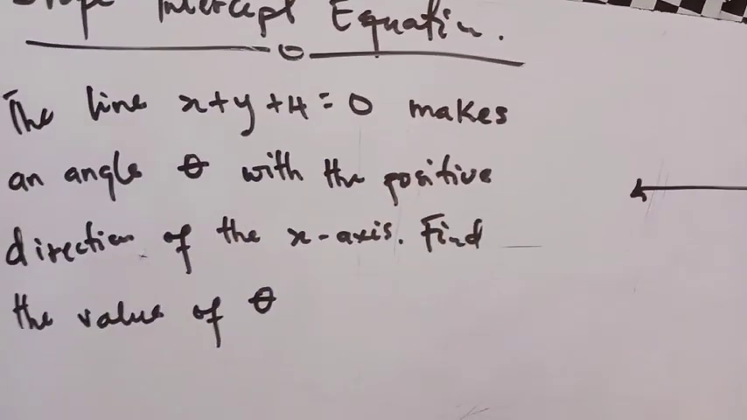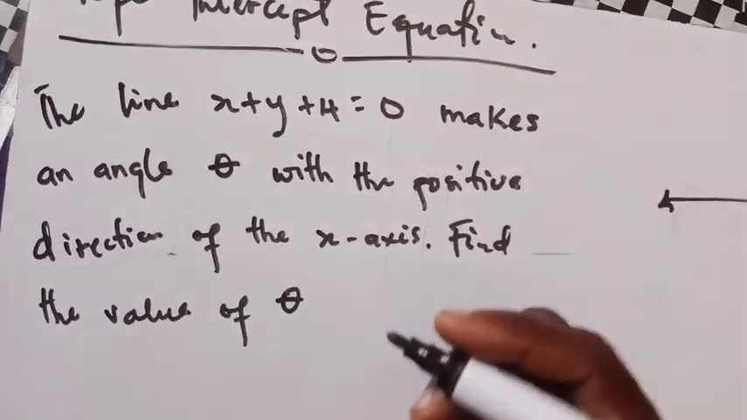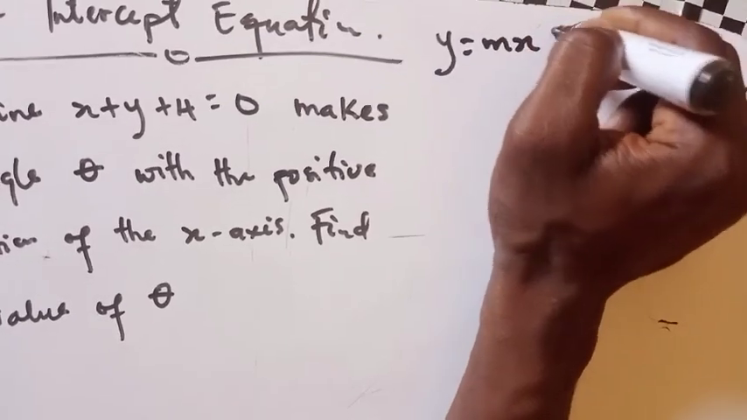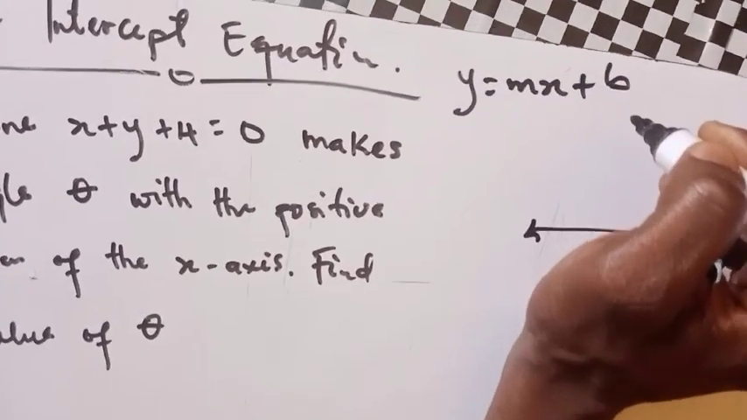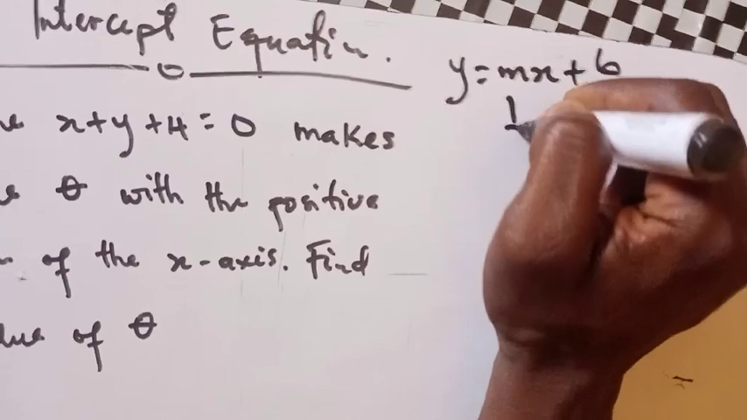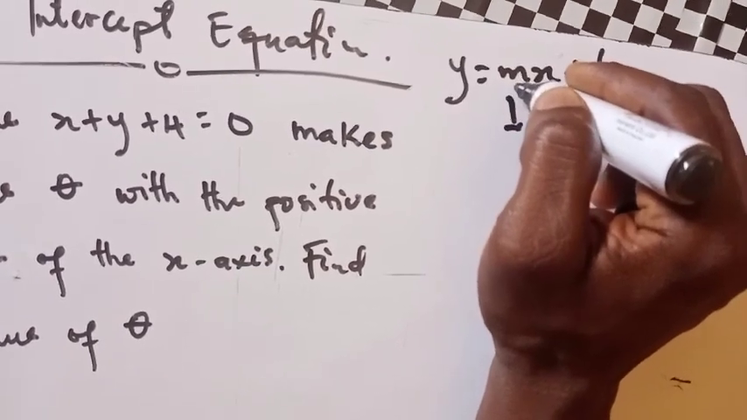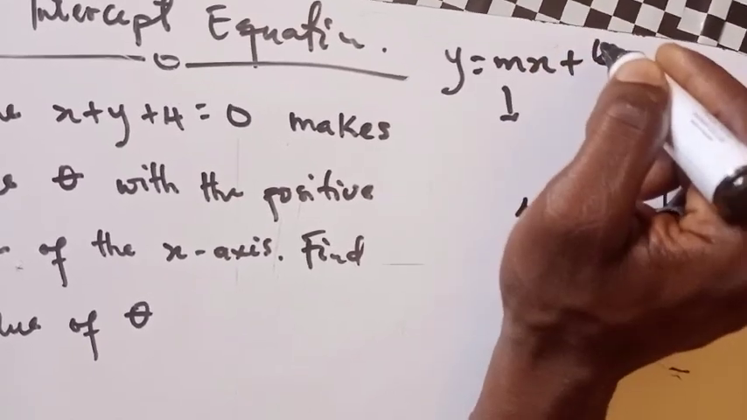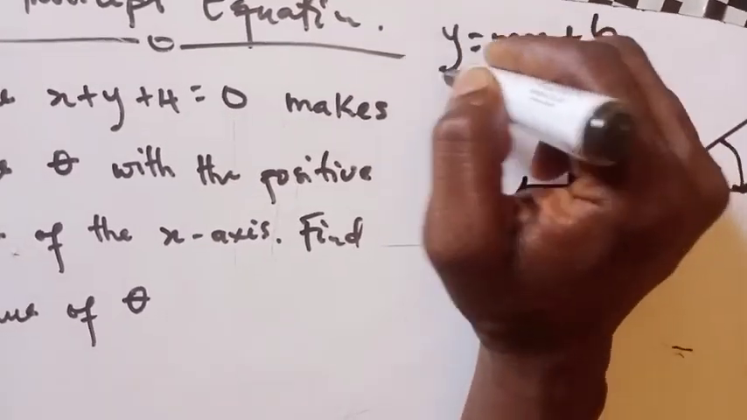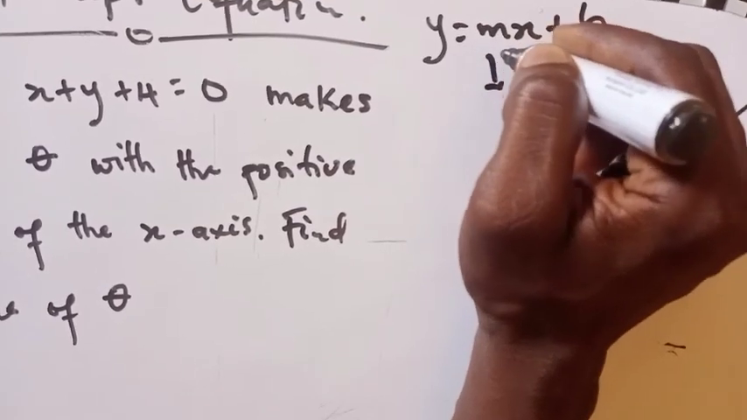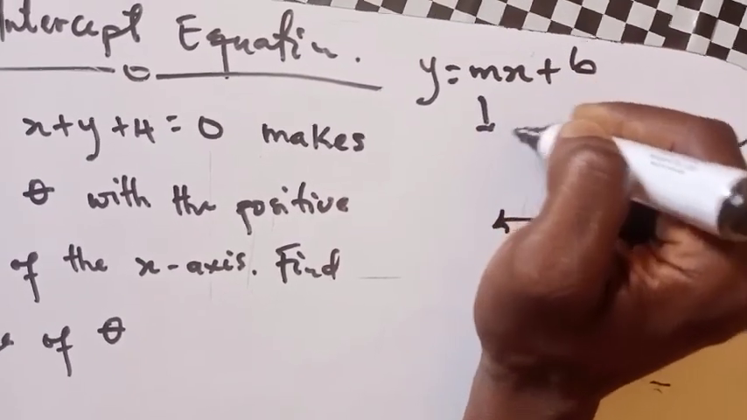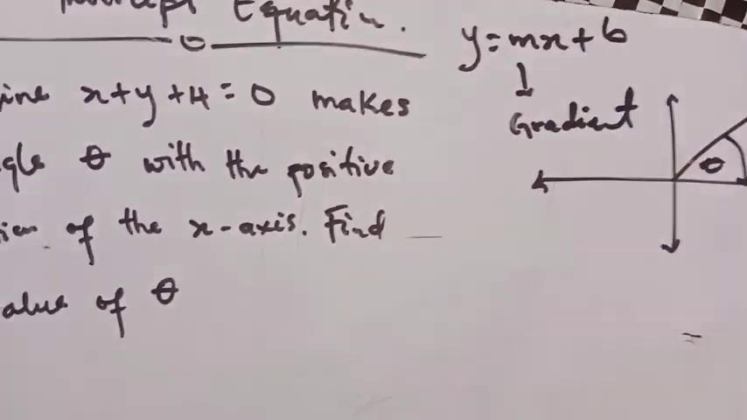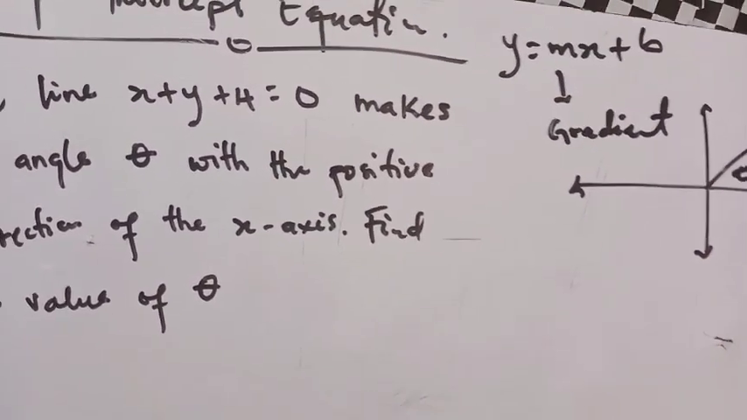One thing you must know here is that if you are not given the gradient, we know the definition of the slope-intercept equation, y = mx + c. The number attached to the x is always the gradient if you write the equation like this, y equal to something. Here we are not given a gradient, so we have to find the gradient from this equation.